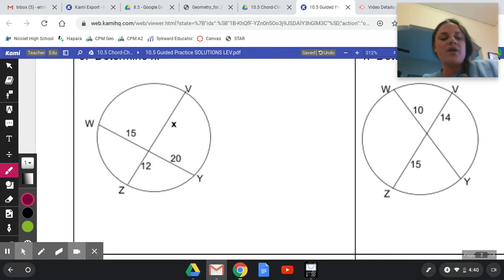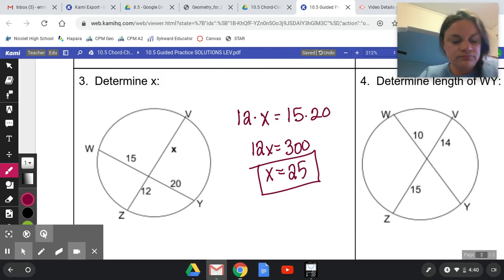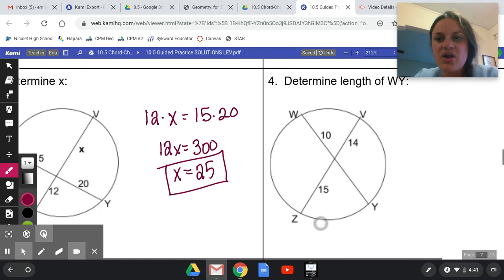All right, one more. Why don't you guys pause right now and try this one on your own? Okay, multiplying down the sides, you should get 12x equals 15 times 20. Solve that. X is equal to 25.